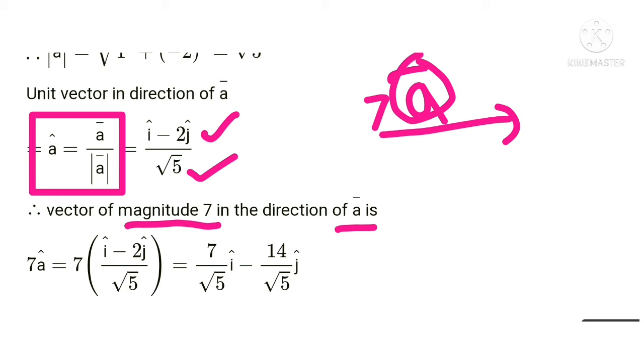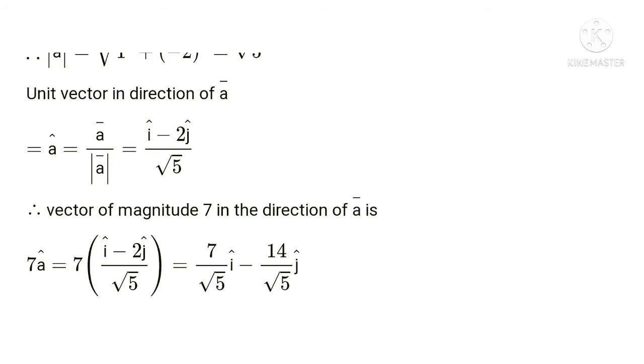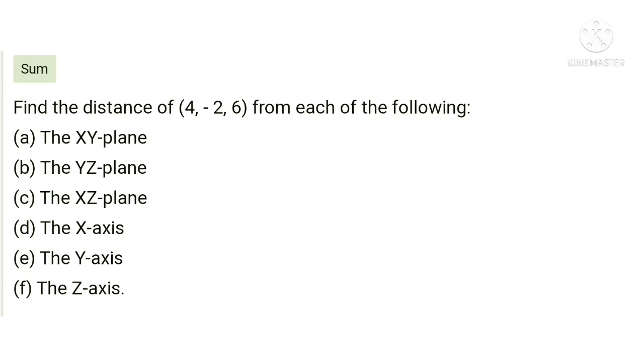Okay, so we find first the unit vector in the direction of A bar, and then the vector of magnitude 7 in the direction of A bar is given by 7 A cap is equal to 7 into bracket i cap minus 2j cap upon root 5, which is equal to 7 upon root 5 i cap. You separate this, and minus 14 upon root 5 j cap.